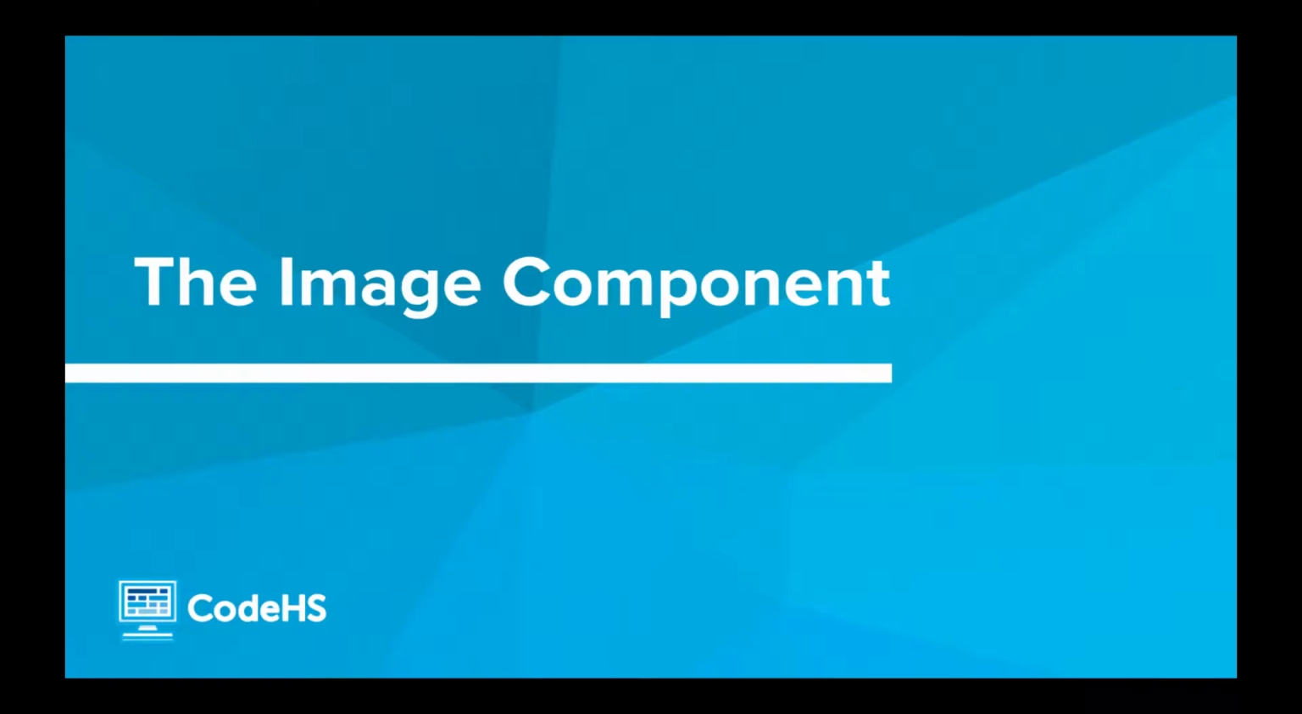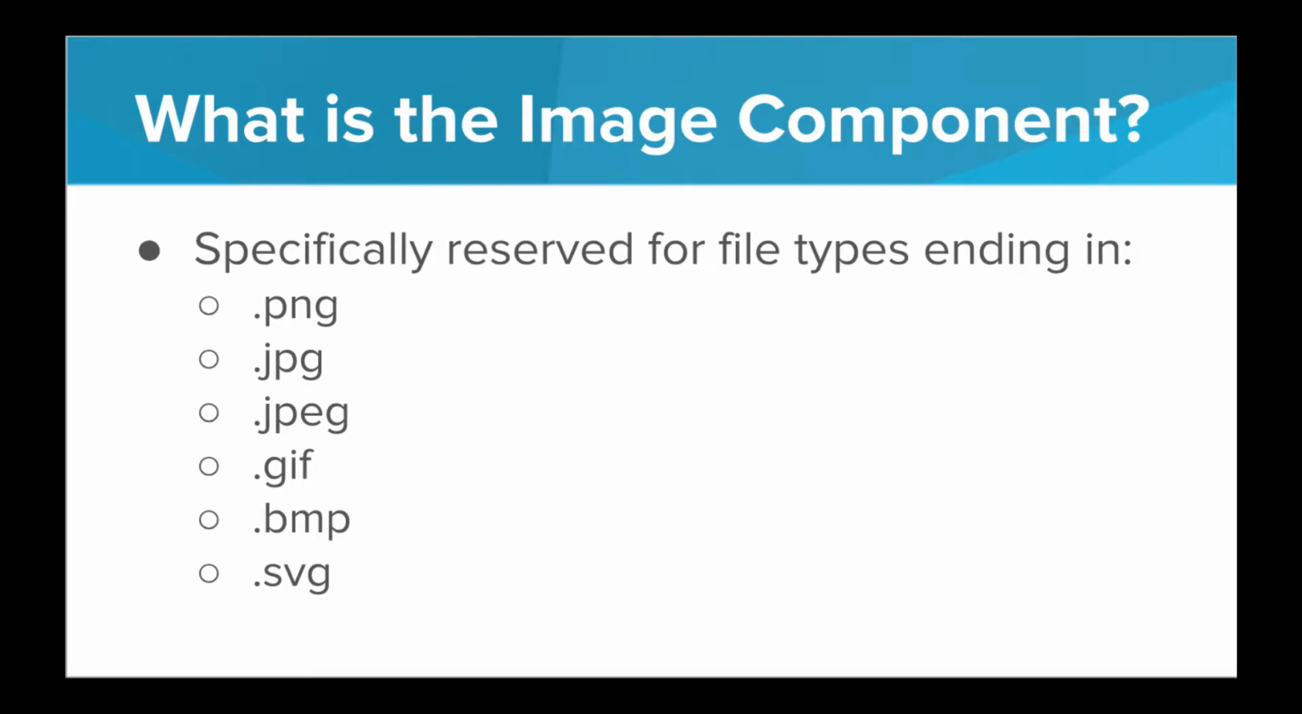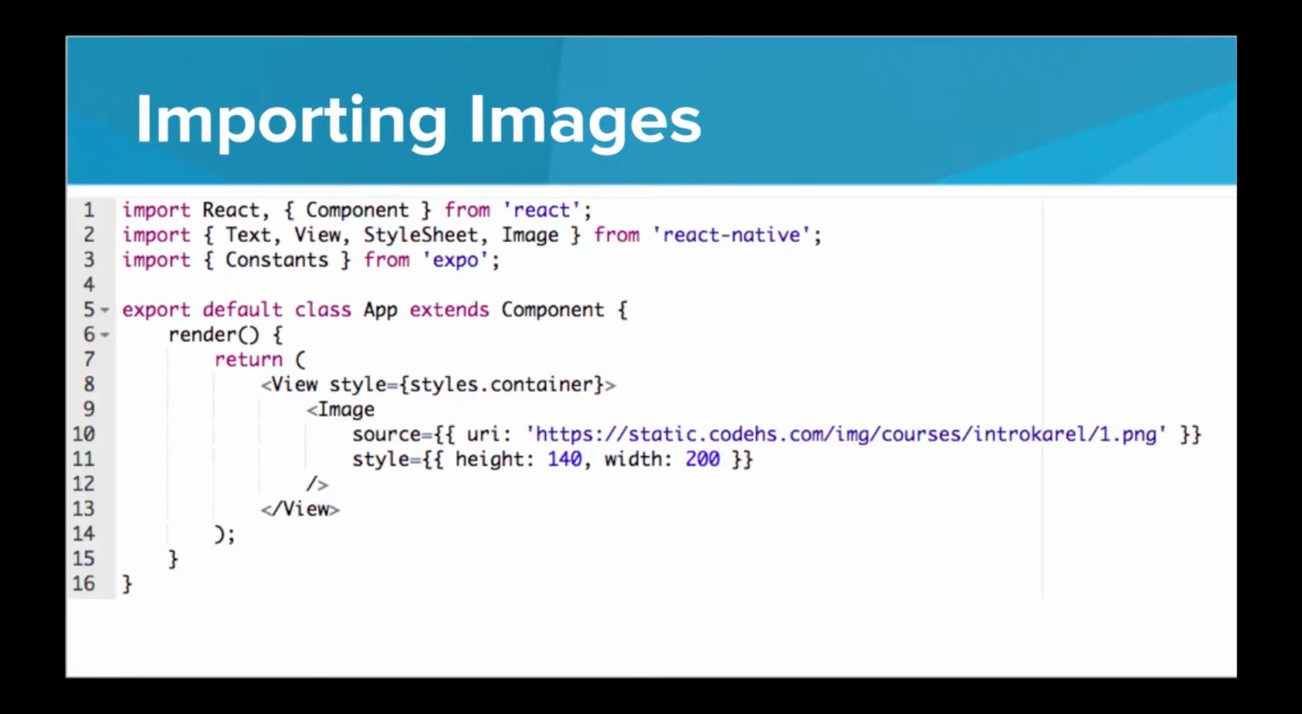This video is all about images. React Native images are reserved for file types ending in .png, .jpg, .jpeg, .gif, .bmp, or .svg. However, you can expect to use .png, .jpg, .jpeg, and .gif the most. Here's a code snippet with an image of Carol the dog.